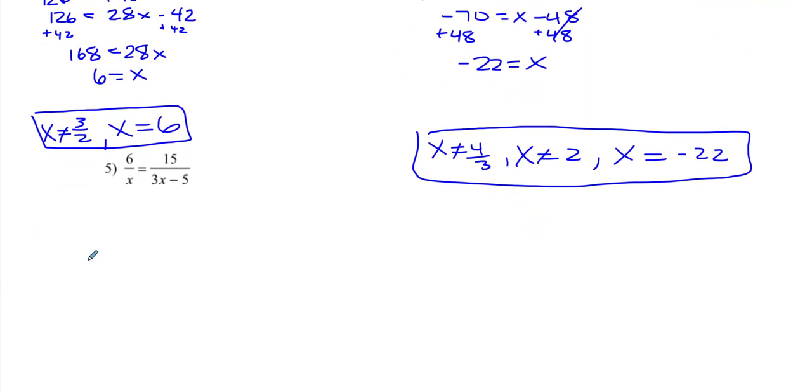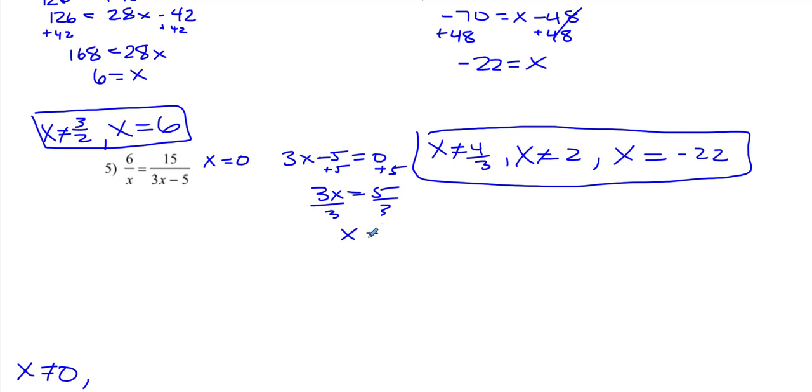All right, we got the same thing here. We got two of these. We got to set them both equal to 0. So x is equal to 0. All right, already solved. Pretty good. All right, then we got 3x minus 5 equals 0. Add the 5. 3x equals 5. Divide by the 3. We get x equals 5/3. So x cannot equal 5/3.